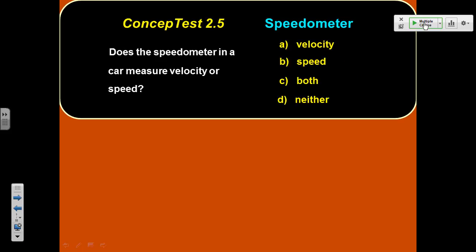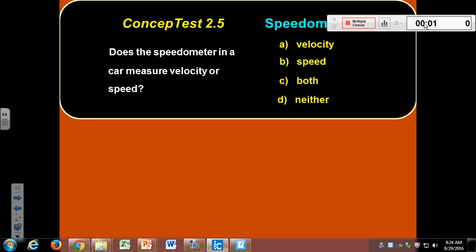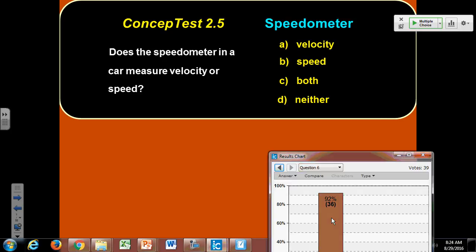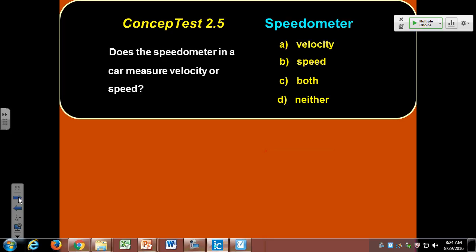Does the speedometer in a car measure velocity or speed? Velocity or speed? We'll do one more after this, okay? I know we're getting close to the end. But I'll stop at 23. 23. Okay, awesome. B is right. That measures speed because there's no direction.